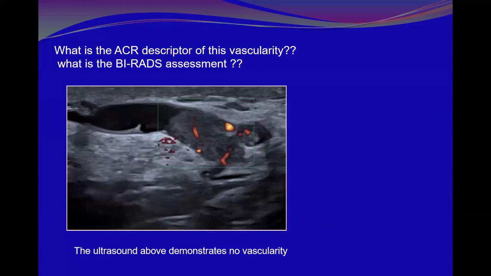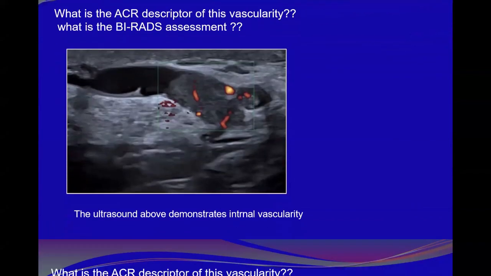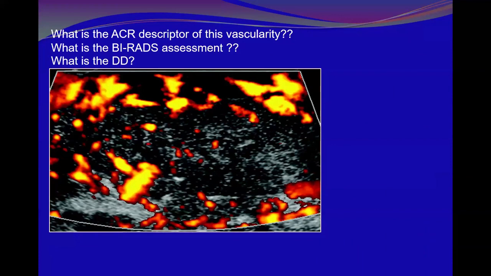Sorry, it is supposed to be intralesional vascularity, sorry. Internal vascularity. Yes, mistakenly. Okay, it is internal vascularity. What is the ACR descriptor of this vascularity? Internal as well as rim. Hypervascularity, this is a grade. But the ACR descriptor of vascularity is internal vascularity or intramass vascularity. What is the BI-RADS assessment? 4C, excellent.